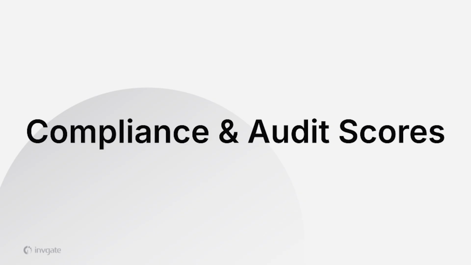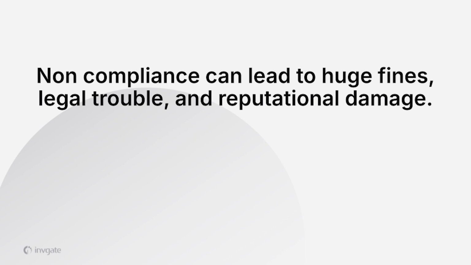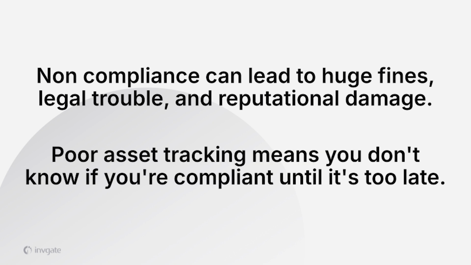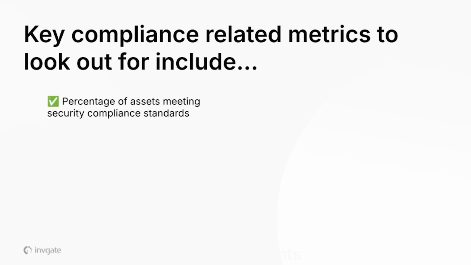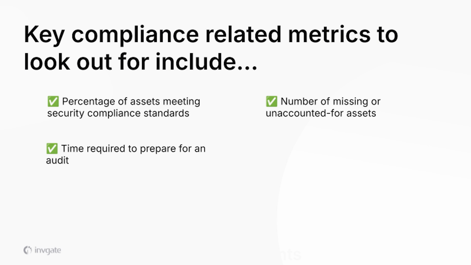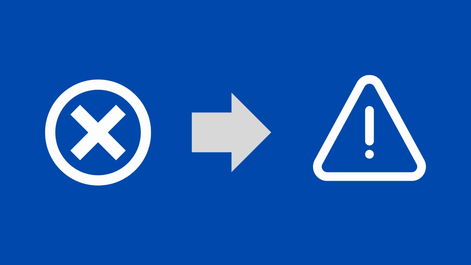Number 3, compliance and audit scores. If your organization is subject to regulatory requirements, you already know that compliance isn't optional. Non-compliance can lead to huge fines, legal trouble, and reputational damage. And poor asset tracking means you don't know if you're compliant until it's too late. The key compliance-related metrics to look out for include percentage of assets meeting security compliance standards, the number of missing or unaccounted for assets, the time required to prepare for an audit, and the number of audit failures or security incidents. If your compliance scores are low, it's a warning sign that your ITAM process isn't doing the job.